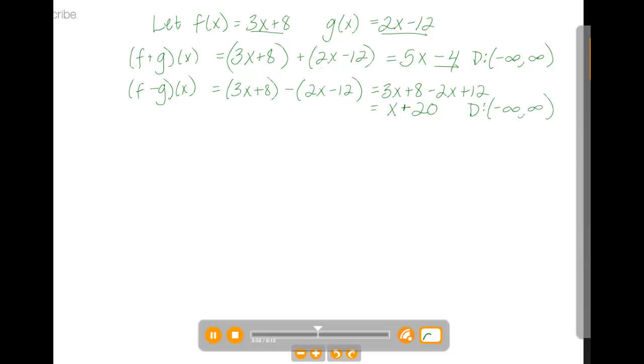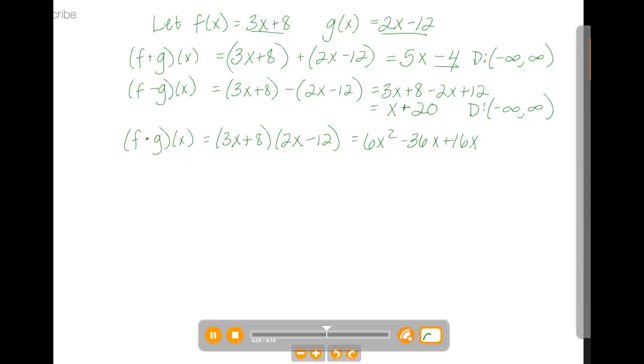I wonder if our domain's ever actually going to change. Well, we'll see what happens. So we added two lines, got a third line, subtracted a line from a line, got a third line. I wonder what happens if we multiply two lines. F times g of x. We're going to take 3x plus 8, multiply it with 2x minus 12. We know how to do this. We know this is 6x squared. Let's see, 3x times negative 12, negative 36x. 8 times 2x is plus 16x.